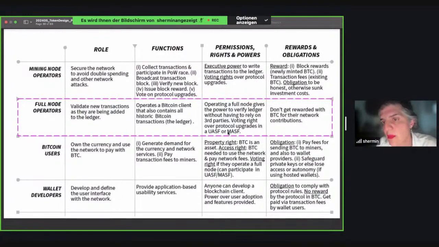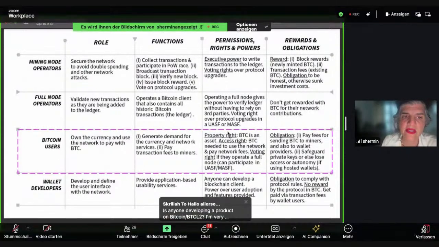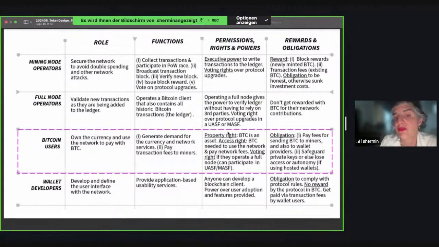They don't get rewarded with Bitcoins for their contributions to the network. Bitcoin users own the currency and use the network to pay with Bitcoins. Their function is to generate demand for the currency and network services, and to pay transaction fees to miners. This will become more and more important as the block reward decreases over the years.